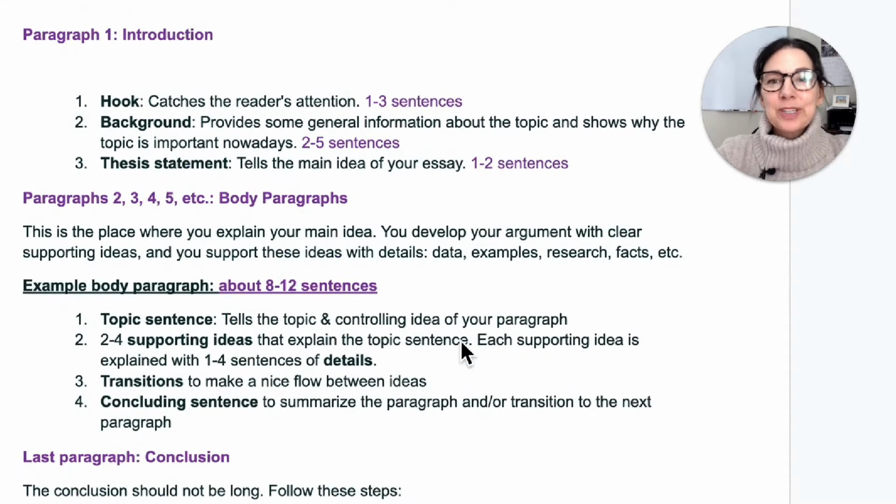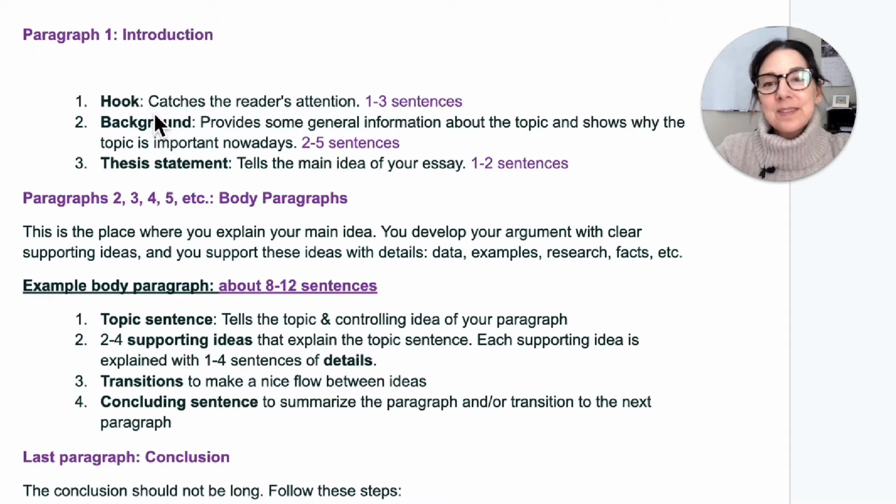So first, we're going to look at paragraph 1, which is the introduction paragraph. The introduction paragraph has 3 parts. First, the hook. The hook catches the reader's attention. This is usually 1 to 3 sentences long. A hook might be an interesting question, an interesting story, a shocking statistic or fact, or an interesting quote. And if you want to learn more about how to write a hook, you can learn all about them in my video that I will link above.